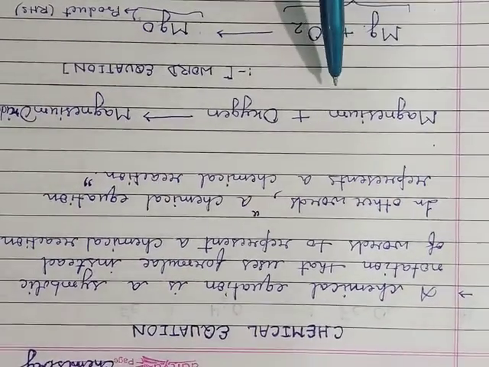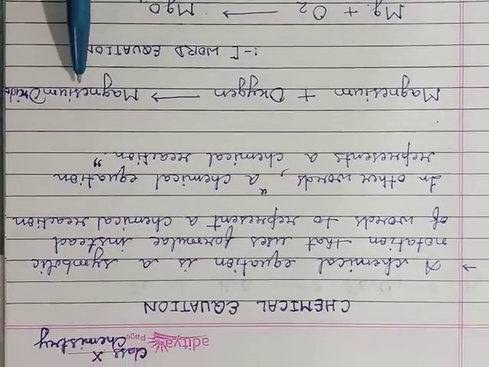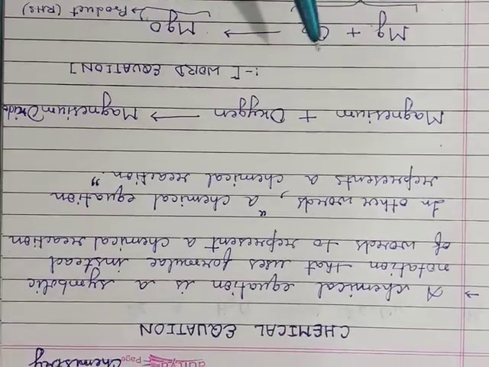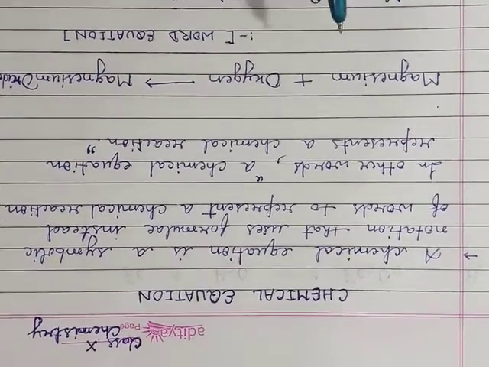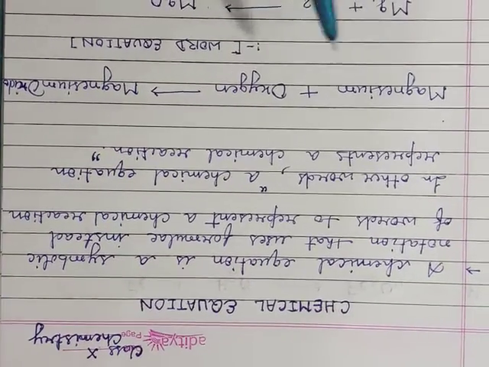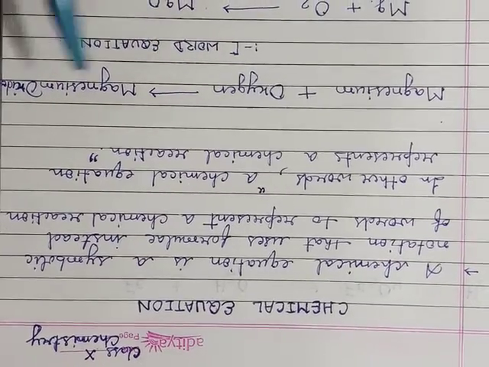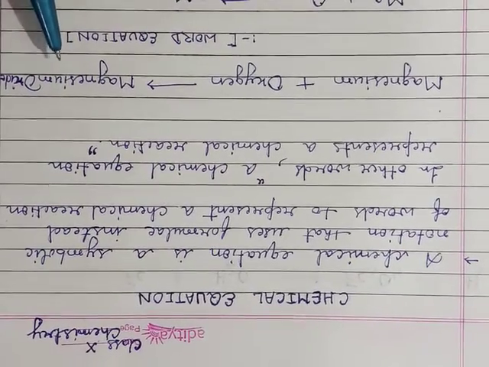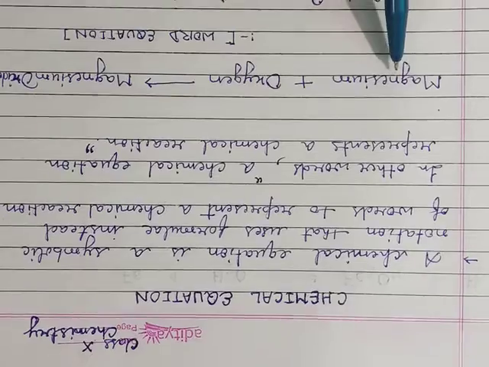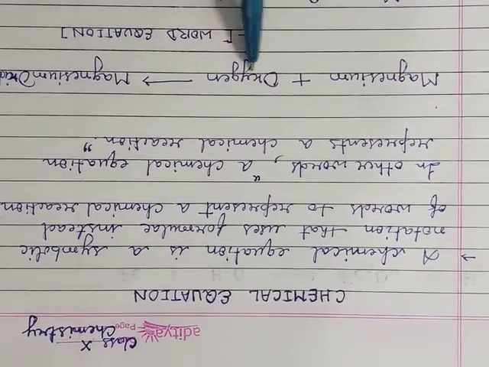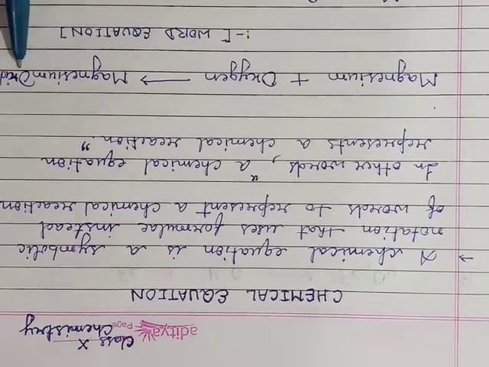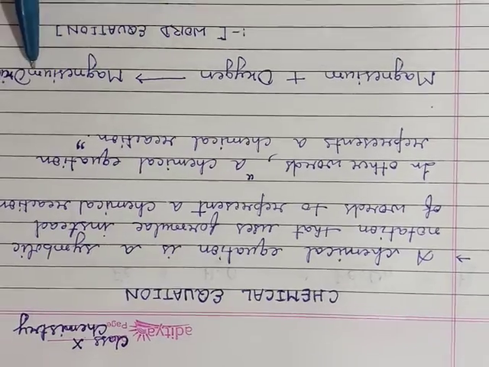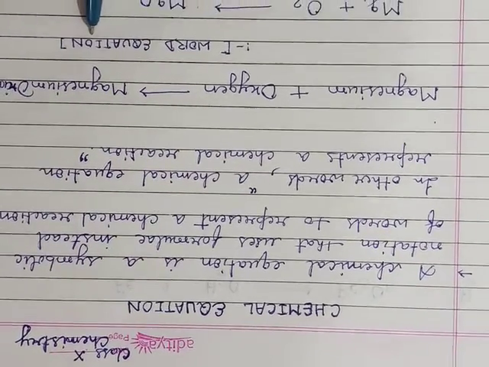Here it is written in the form of a word equation. The reaction is that magnesium ribbon is burnt in oxygen and converted to magnesium oxide. But we write this as magnesium plus oxygen forms magnesium oxide. This form is called a word equation.